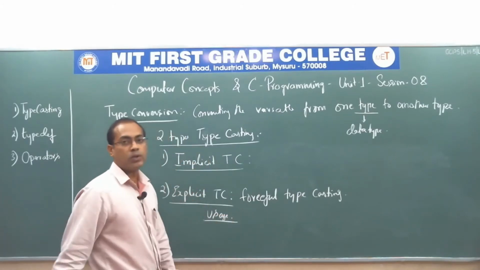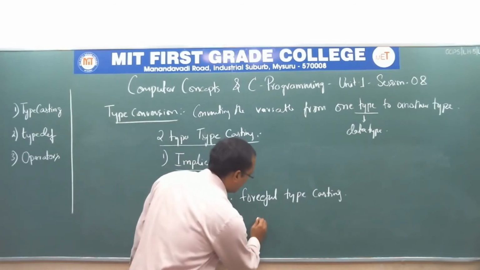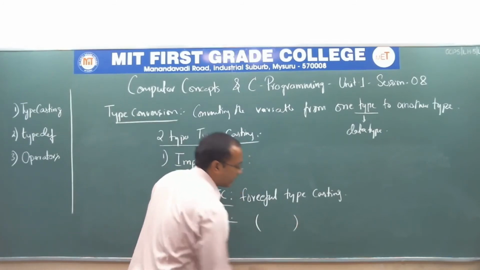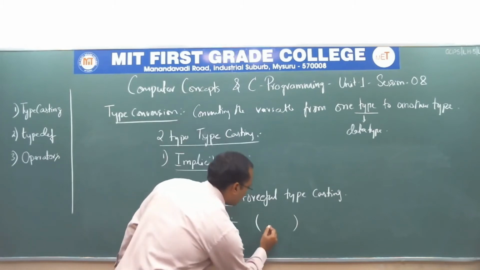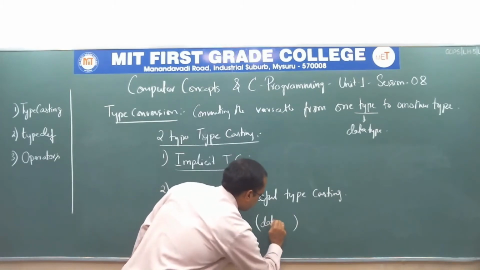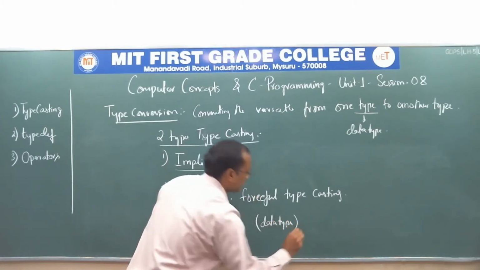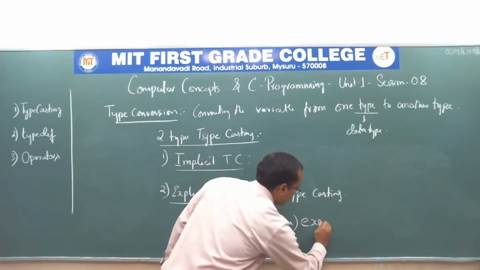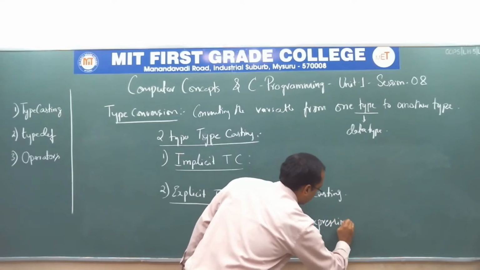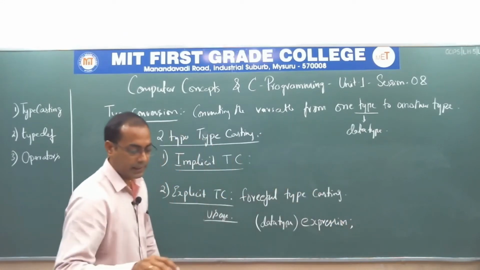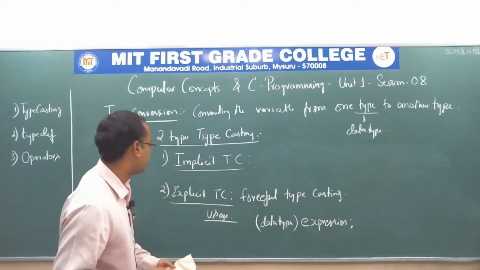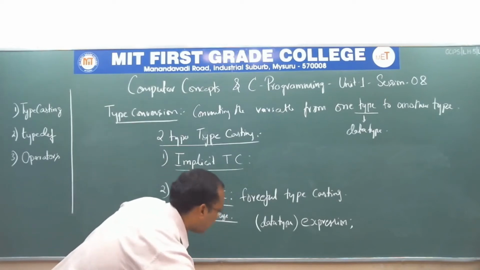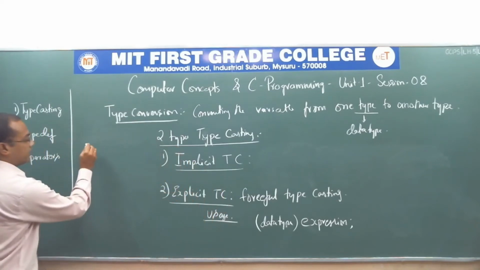Whatever data type you want to convert to the destination, within the parenthesis or the round brackets, you have to mention the data type. And then next to it you are going to write the expression. So this is the syntax or the usage.